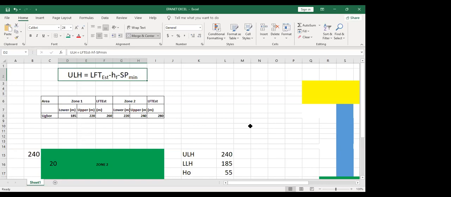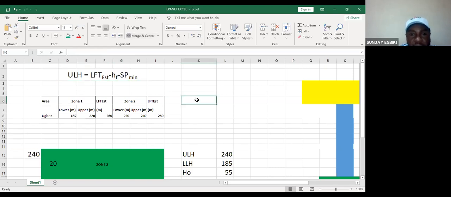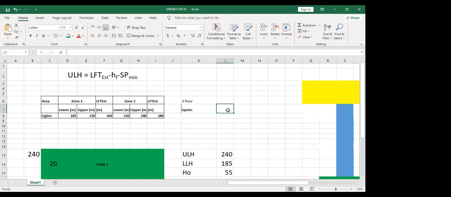Okay, now let me show you so that you will be able to know how many zones you have in your estate. We have an estate. The highest building there is 3 floors. If we have 3 floors in a building, what is the minimum service pressure? Who can tell me now? From what you said just now, the minimum is 20. When you are increasing the floor, you add 5. What will be the value now?